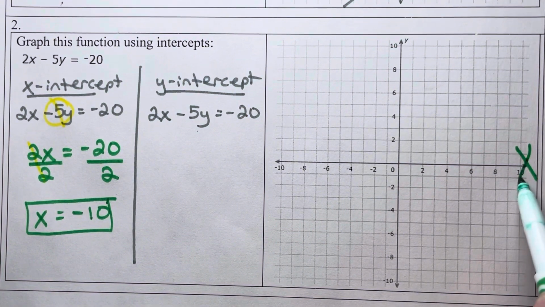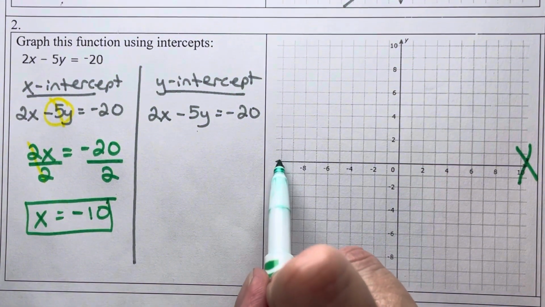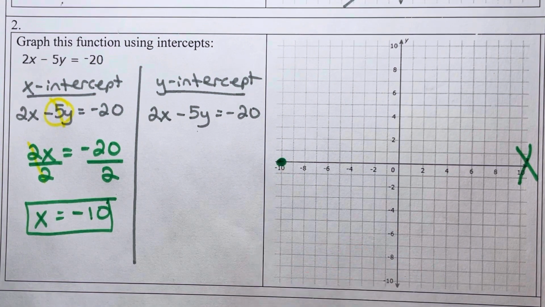So here on my x-axis, we're looking for the coordinate point of the intercept being negative 10, which is all the way over here on the far left. Great. Now we can solve for the y-intercept.